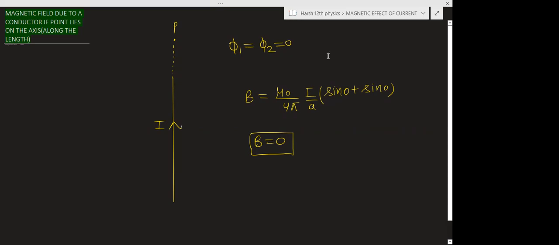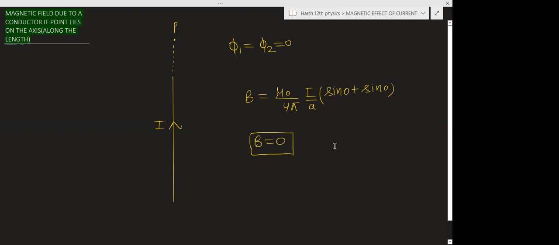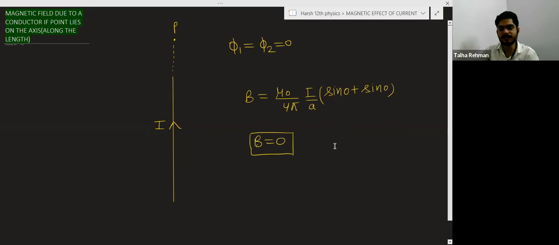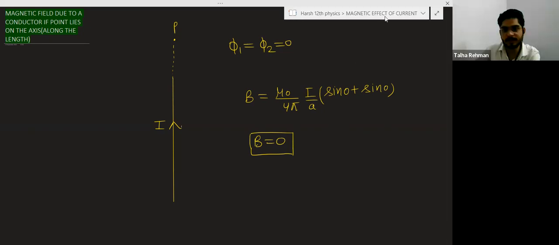Okay, no problem. So the angle becomes 0 degrees, both phi 1 and phi 2, and that is why the magnetic field at this point P is 0. If there is no magnetic field, it means there is no direction of magnetic field, since we are talking about net magnetic field. And now the third case, I will say.